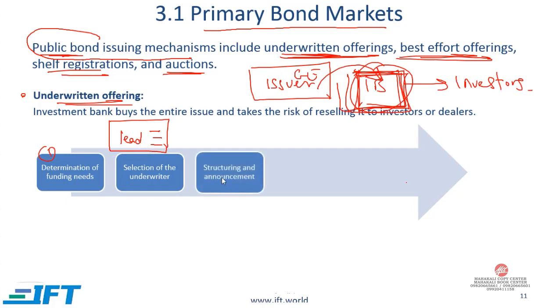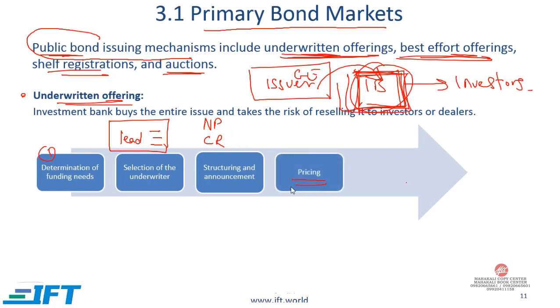The next part is the structuring and announcement of the offering, and this will involve deciding on the notional principal, deciding on the coupon rate, deciding whether this is fixed or floating. In other words, the bond is being defined.